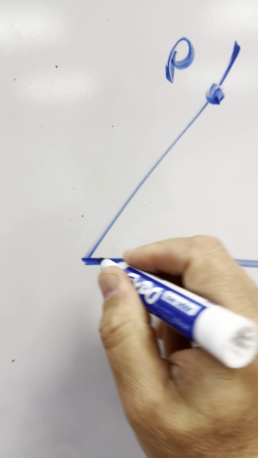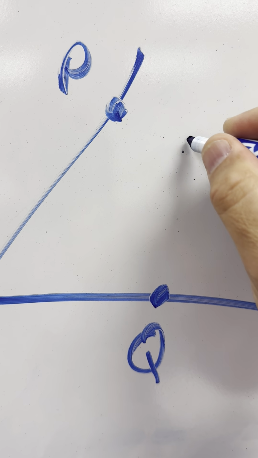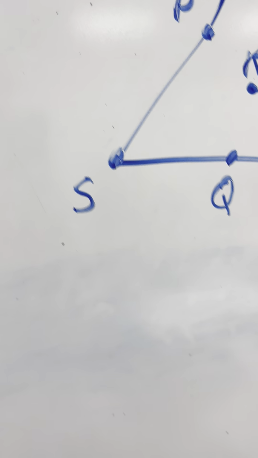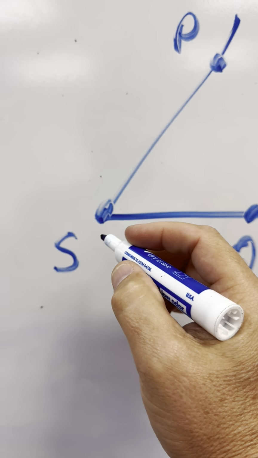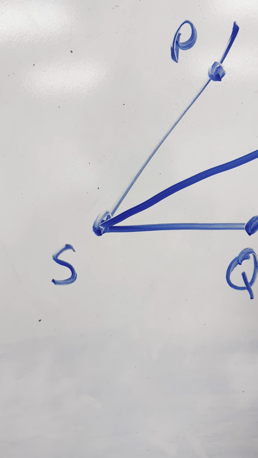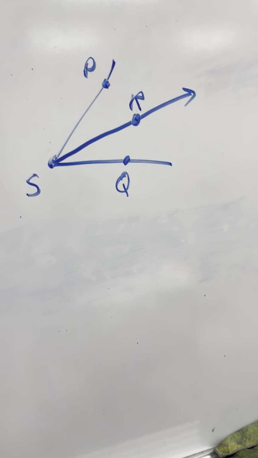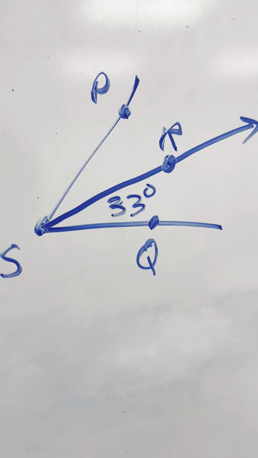R is on the interior of angle PSQ. So here's PSQ. All right, I'm going to put PSQ. R is in the interior, so I'm just going to put R there. It's a point. R. Okay? So that means if R is in the interior here, I've now got another ray here, okay? So it says RSQ is 33 degrees. Okay, so this angle is 33 degrees here, okay?